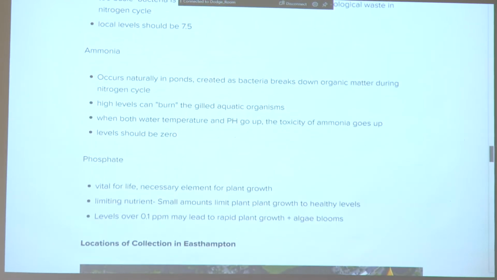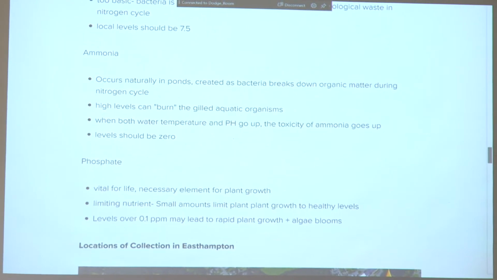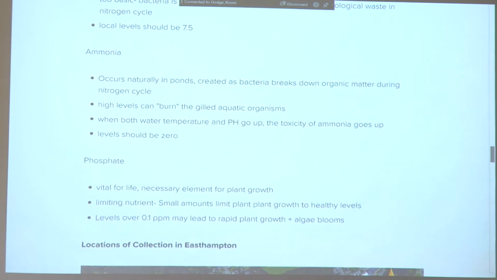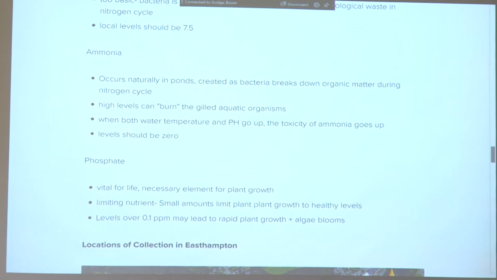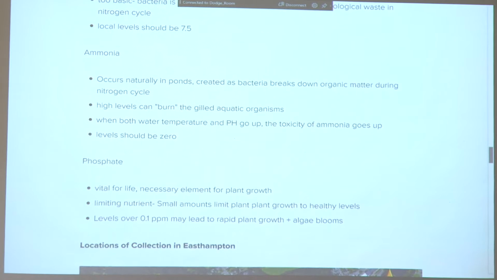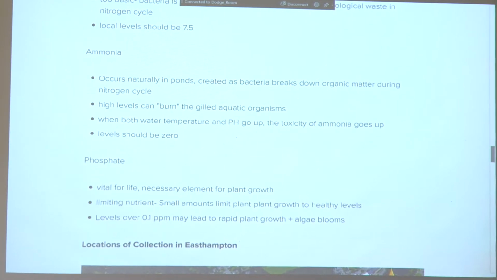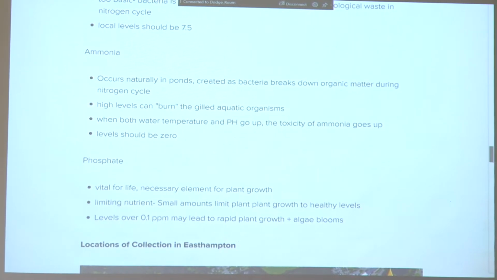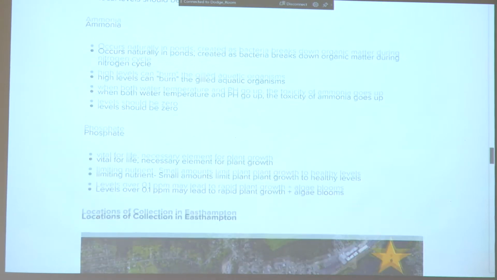7.5. The next parameter that I looked at was ammonia, which occurs naturally in ponds, and it is created when bacteria breaks down organic matter during the nitrogen cycle. And high levels of ammonia can actually burn the gills of aquatic organisms. And when both the water temperature and pH go up, so does the toxicity of ammonia. So levels should be 0.